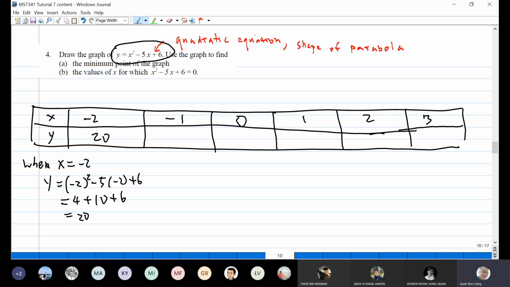So how about x equal to minus 1? When x equals minus 1, y equals minus 1 squared minus 5 times minus 1 plus 6. This will give you 1 plus 5 plus 6, which is 12. So this number is 12 here.